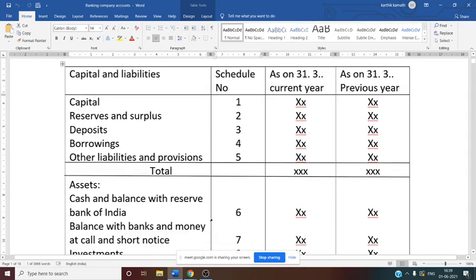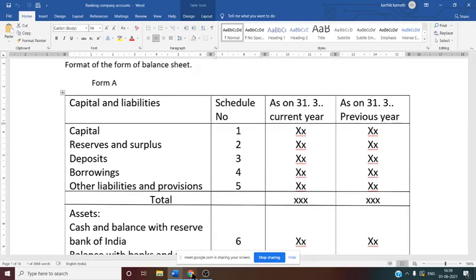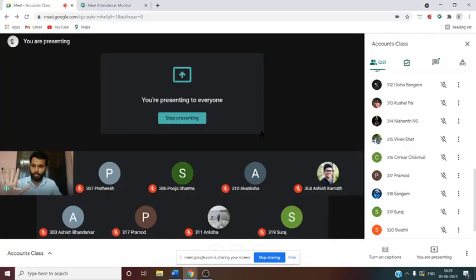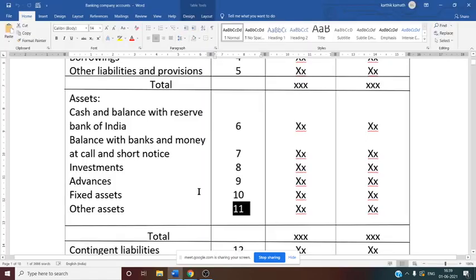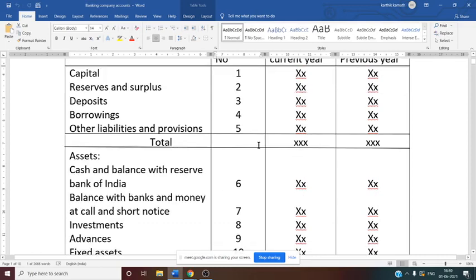So now we know that on the liability side there are 5 schedules, and under assets there are 6 schedules. 5 plus 6, that is a total of 11 schedules. After getting the total of liabilities, you have to calculate the total of assets. They should be equal, liabilities and assets equal.